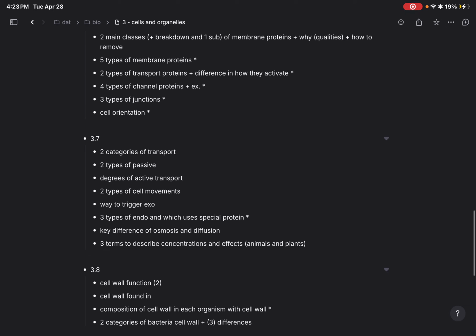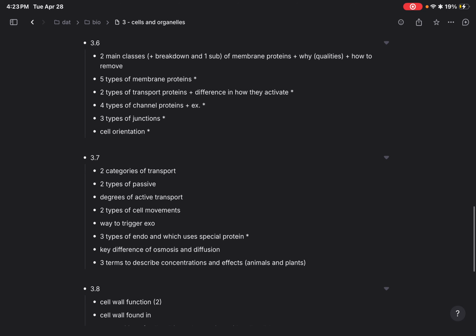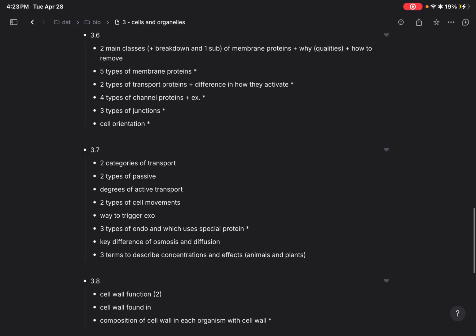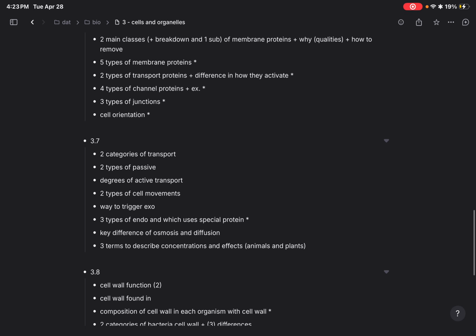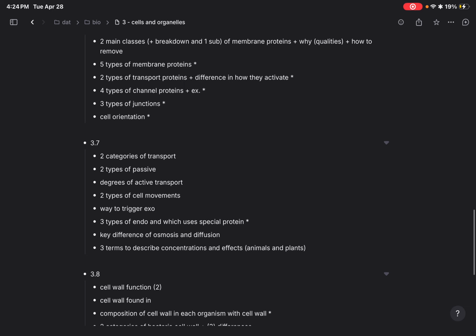To remove them, use detergent and it'll take them out. Then there's peripheral proteins, which are hydrophilic. They just sit on the outside of the membrane. They're polar and they just stay there with hydrogen bonds. To remove them, you just change the pH concentration or salt concentration.